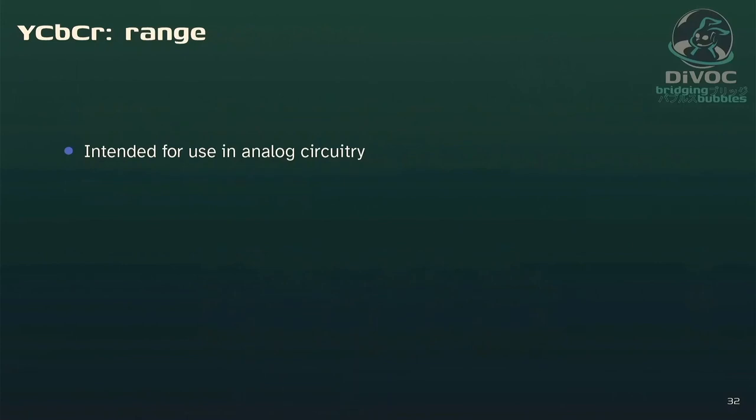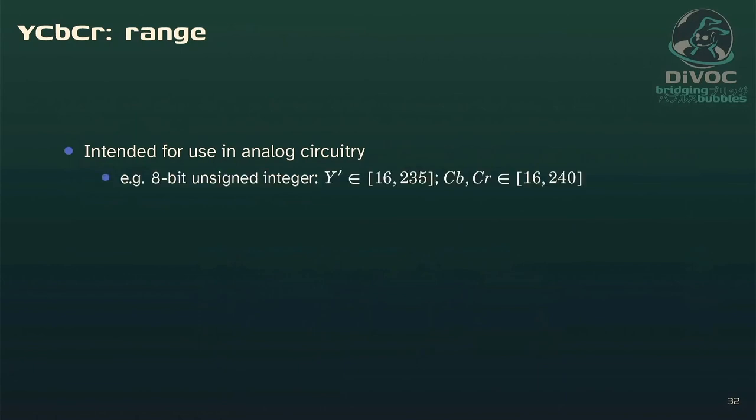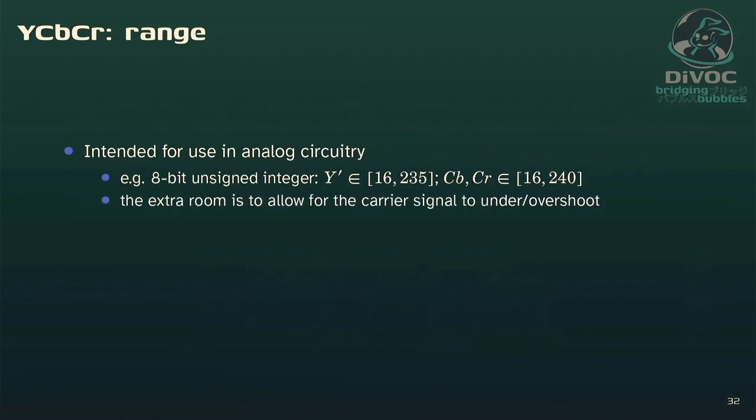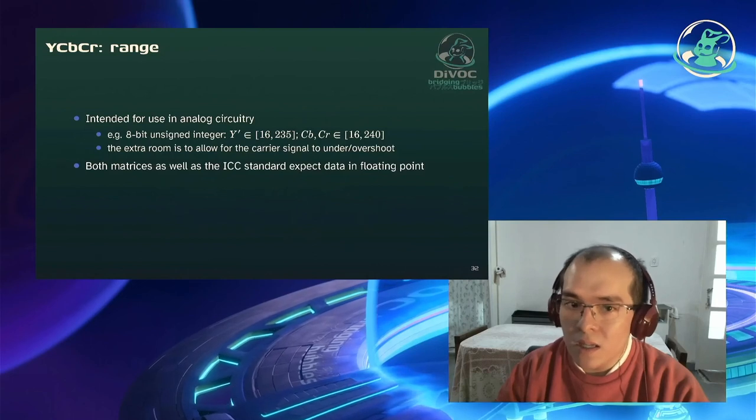Now, for the range of YCbCr, its standard use was in analog circuitry. And for this reason, in the case of 8-bit unsigned integer, the Y value is expected to range from 16 to 235, and Cb and Cr from 16 to 240. The extra room allows the analog carrier signal to overshoot or undershoot without issues.